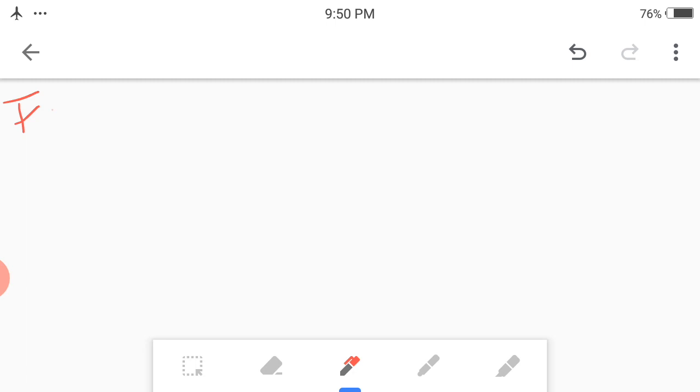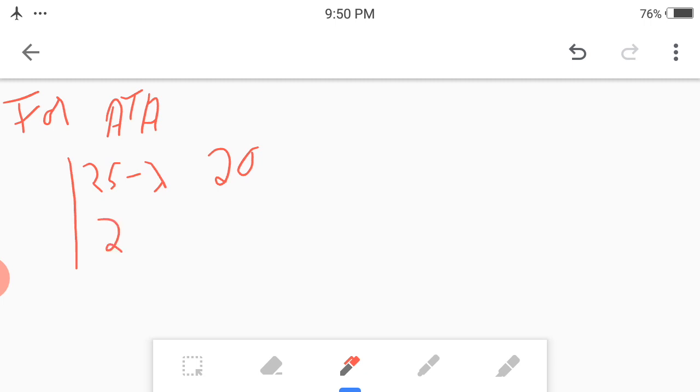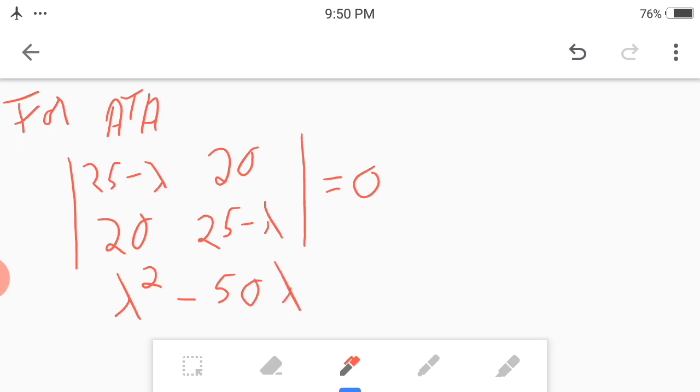For A transpose A, eigenvalues would yield determinant of 25 minus lambda, 20, 20, 25 minus lambda should be equal to 0. So if you write this in the equation form, that's the quadratic equation, you get lambda square minus 50 lambda plus, how much do you get? 25 into 25 minus 400. So 625 minus 400 gives you 225, which is equal to 0.